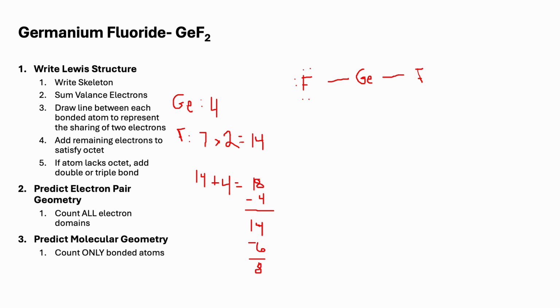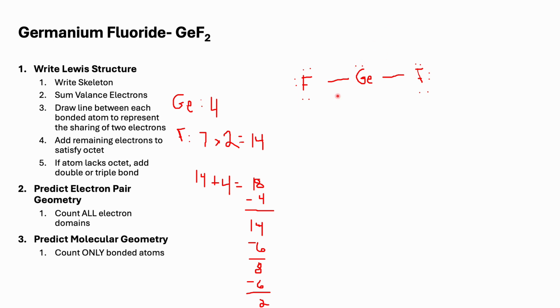All right, and then we're going to come over to this other fluorine. We're going to fill in its valence shell so it has a full octet. So we just use another 6 electrons. Remember that line represents 2 shared electrons, so fluorine now has 8. So we have 2 electrons left, and so we're going to come into the center, germanium, and give germanium 2 electrons. So we need to see, is germanium satisfied with its octet?